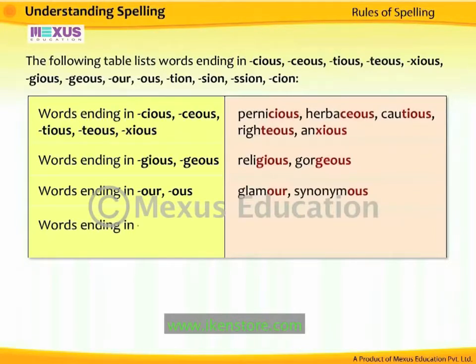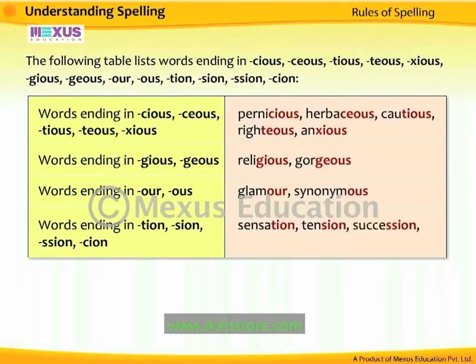Words ending in TION, SION, SSION, CION are sensation, tension, succession, suspicion.